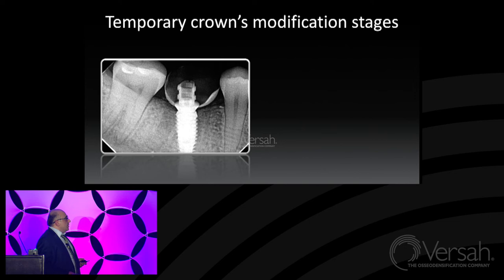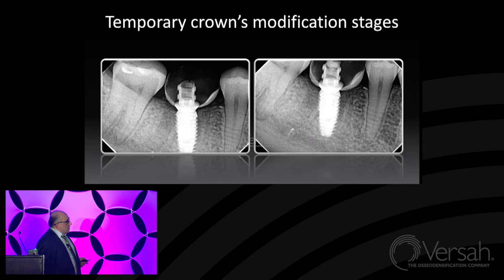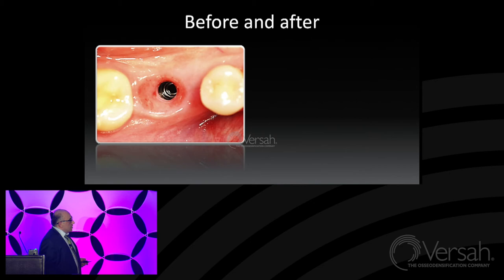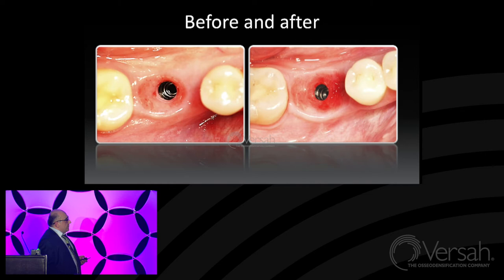Look at this. Here it is. And this is the second modification. You see that we have much more composite from both sides of the crown, of course from the vestibular side and the lingual side, but we cannot see it on the X-ray. And look at this. This is the situation just after we remove our healing abutment. And this is what we have a month later. Big difference.